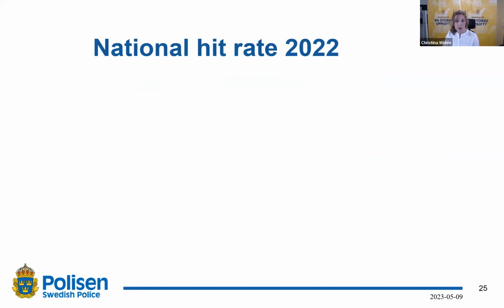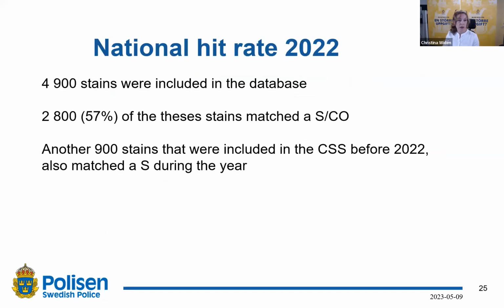And our national hit rate last year: we included about 4,900 stains in the database, and 57% of these stains matched to a person within the database, either a suspect or convicted offender, directly. Another 900 stains that were included in the years before matched to a suspect during the year, which was included in the database during last year. So yeah, this was about our national database.